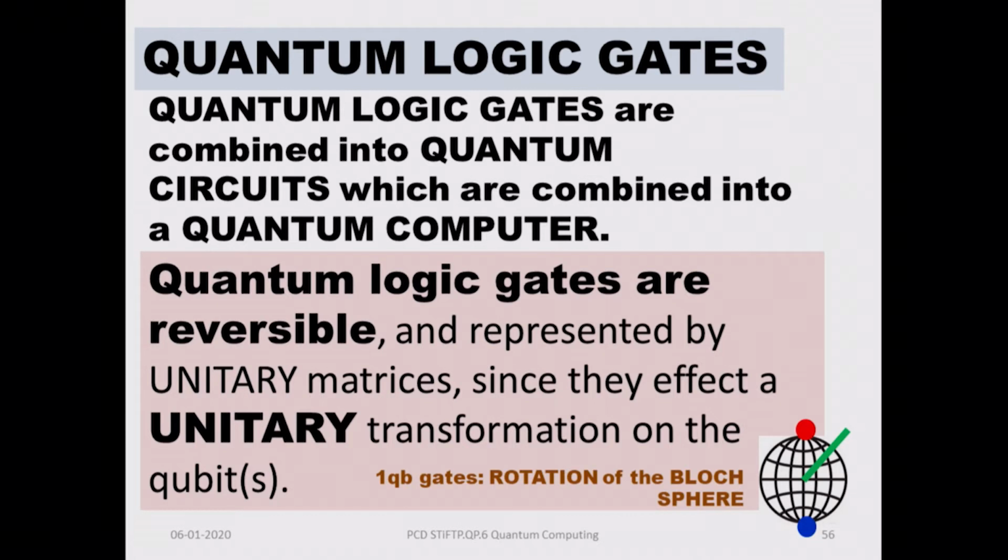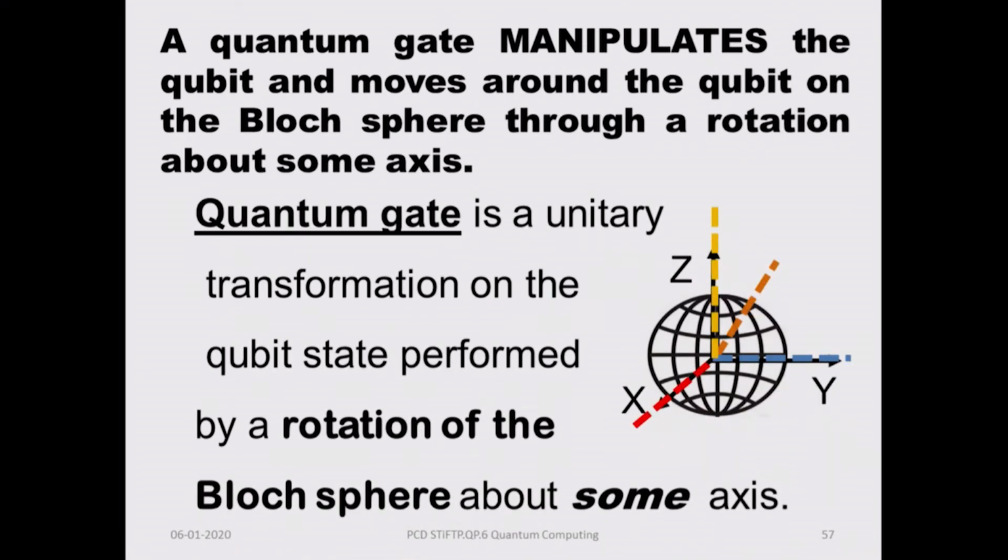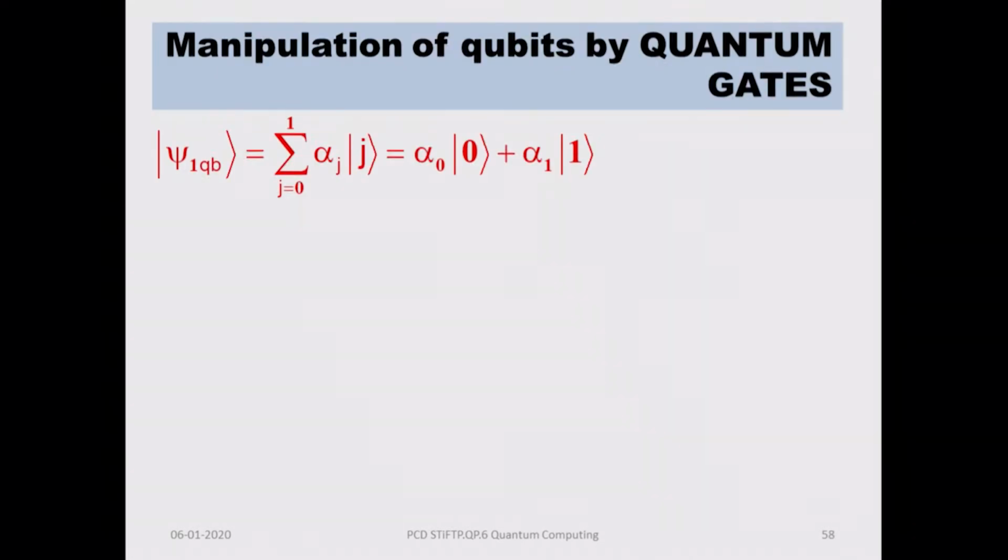So, that is what a quantum qubit gate does. We are initially going to talk about 1 qubit gates, and then we will of course get into 2 qubit gates, and then quantum computing involves multi-qubit gates. The quantum gate essentially manipulates the qubits and performs rotations of the Bloch sphere about some axis, and let us see how this will be done.